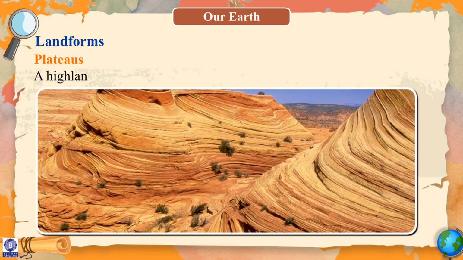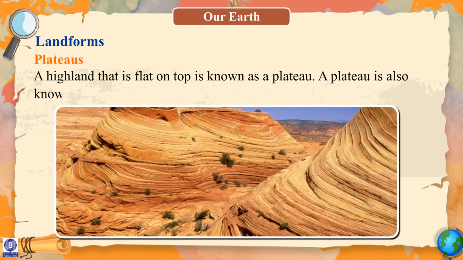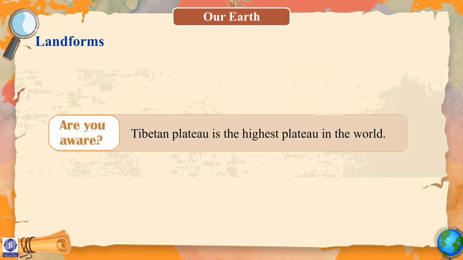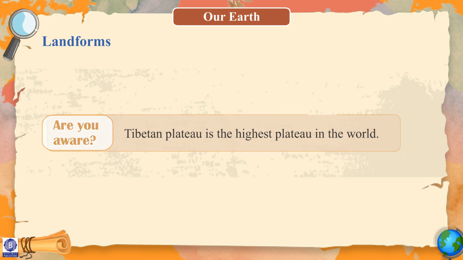Plateaus. A highland that is flat on top is known as a plateau. A plateau is also known as a tableland, as its top looks like the top of a table. Plateaus are usually rich in minerals. Are you aware? Tibetan Plateau is the highest plateau in the world.